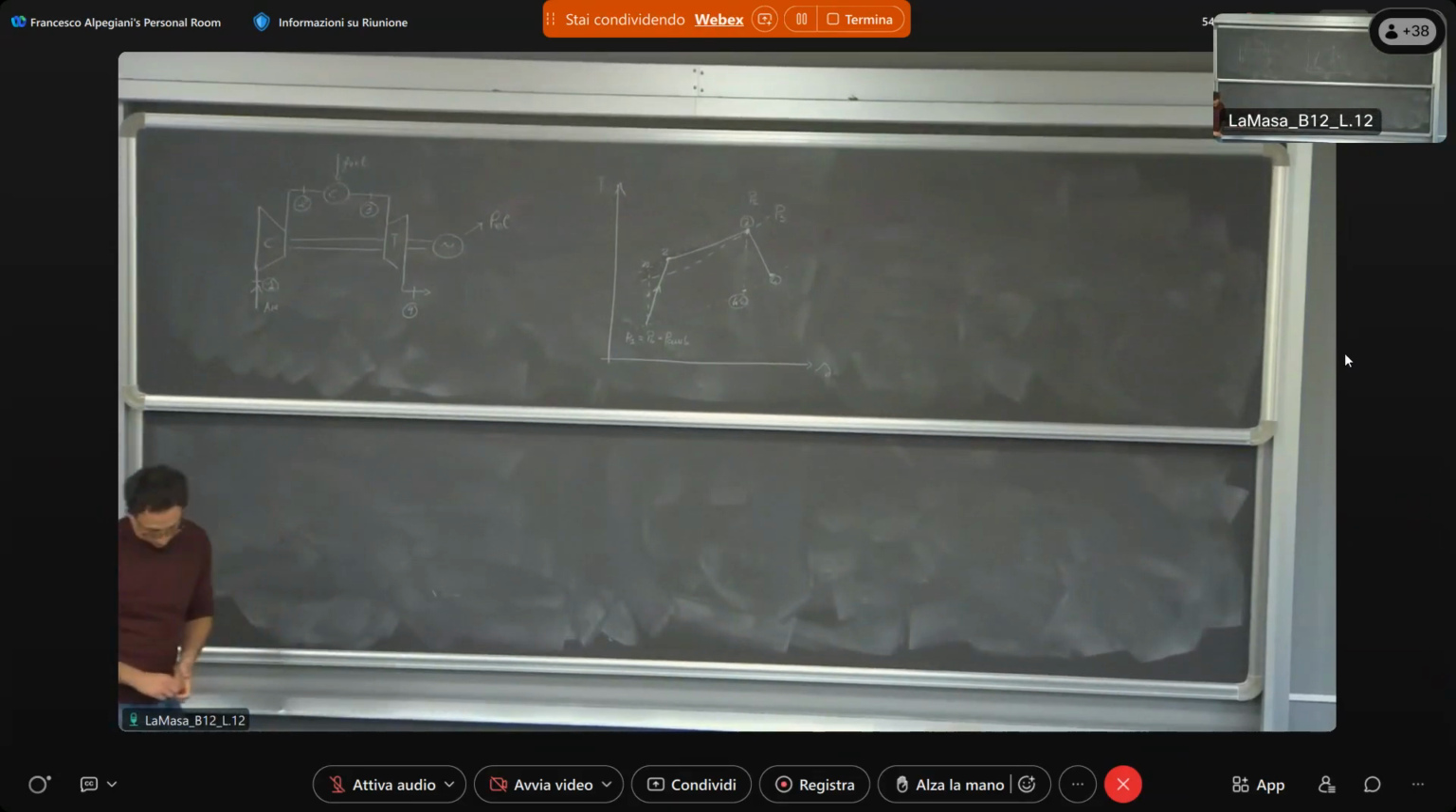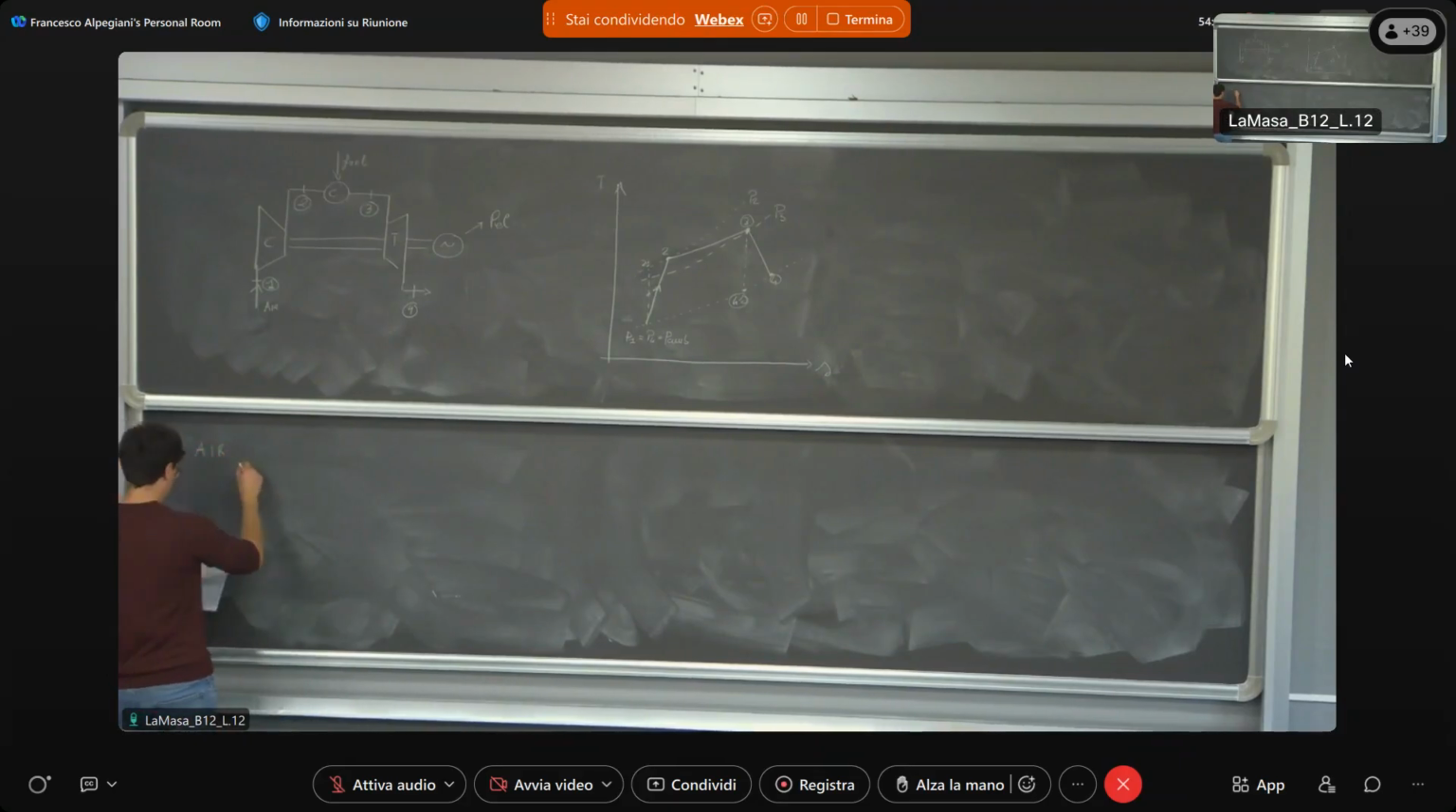Then the problem asks to calculate pressure and temperature of the air at the combustor outlet. So what is important to say is that air can be treated as a perfect gas.